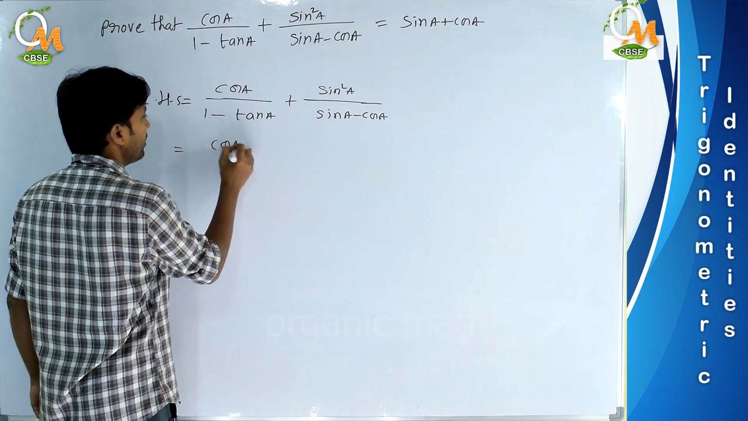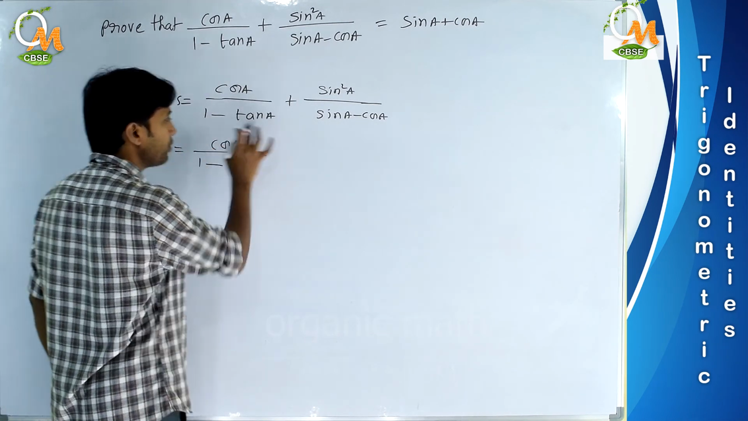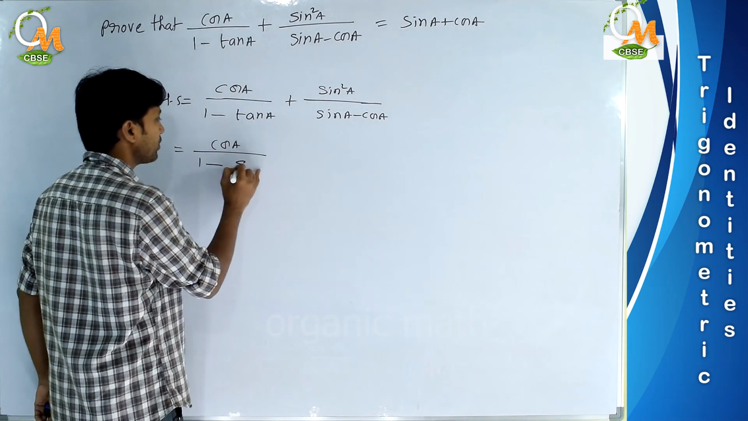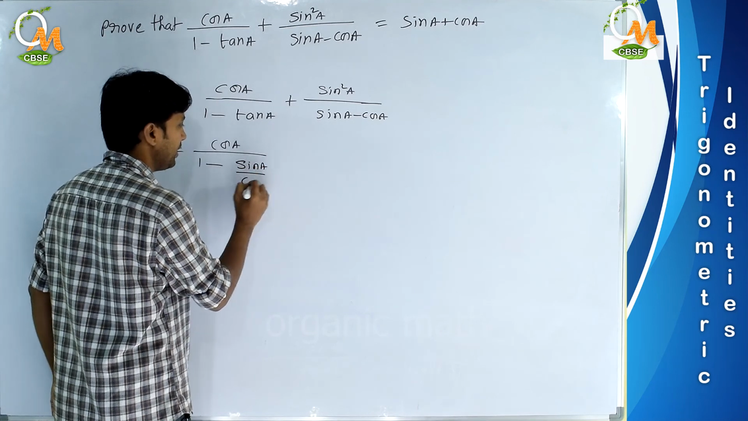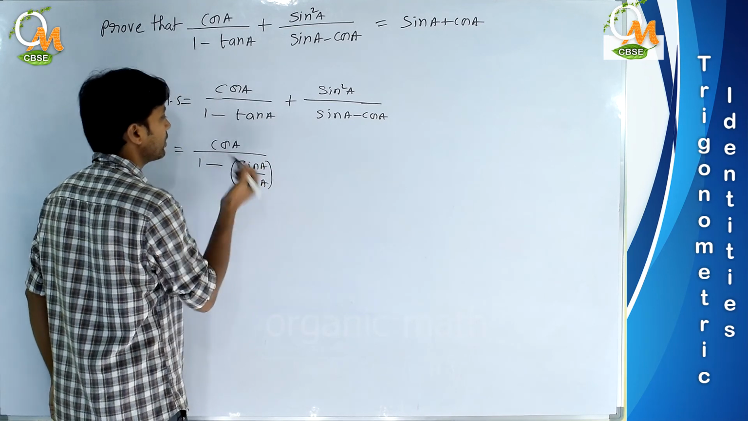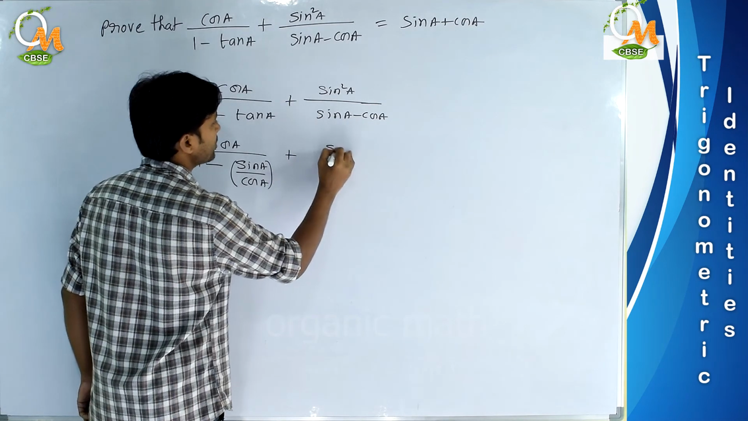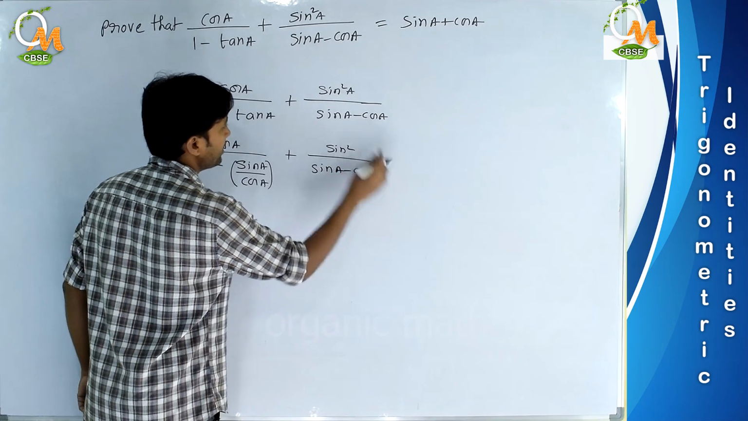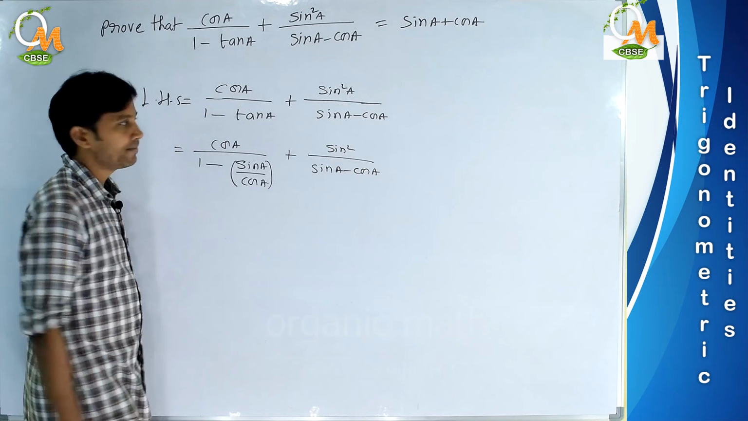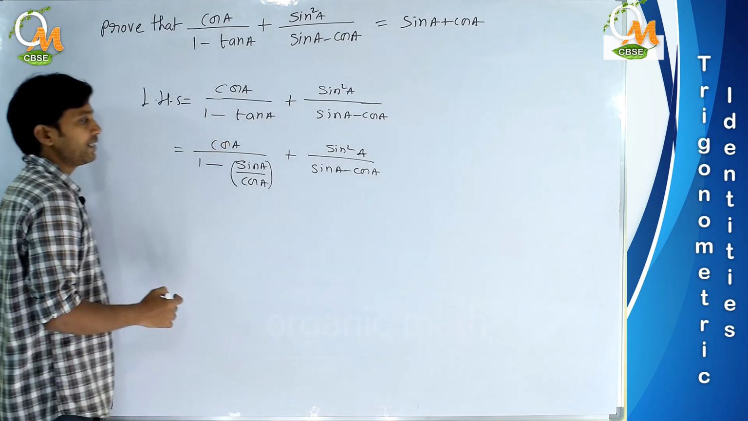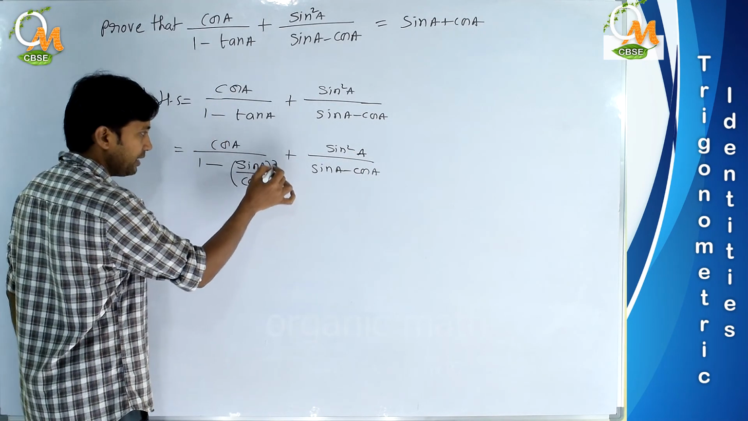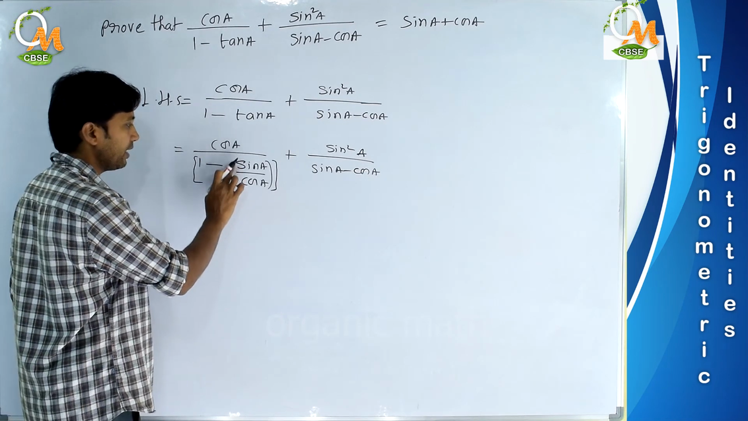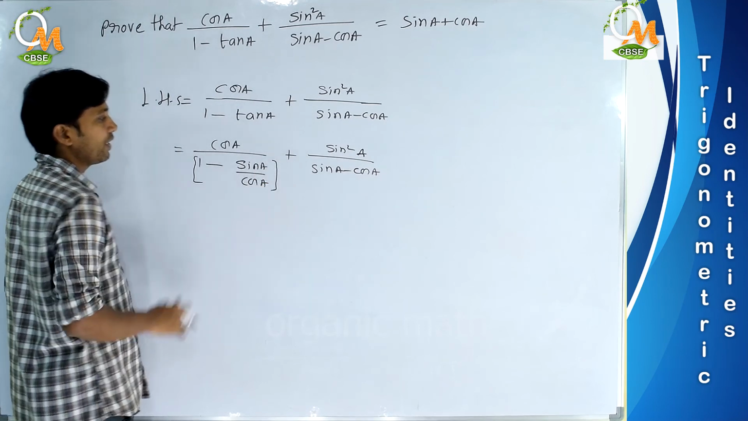So cos a by 1 minus, as you know that tan a is a ratio of sin to cos, so therefore sin a by cos a. Okay, plus sin square a by sin a minus cos a, means we wrote this expression as it is. Okay, next, just see here, under the denominator part some clumsiness is there, we need to set it.